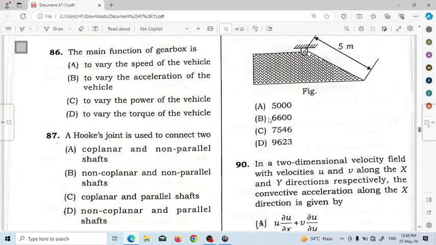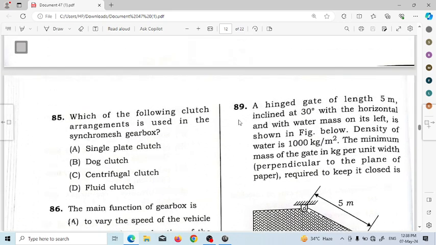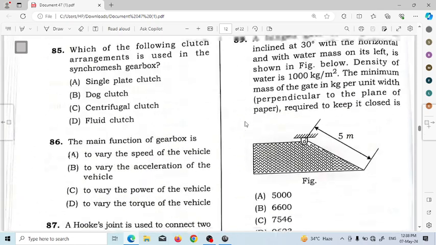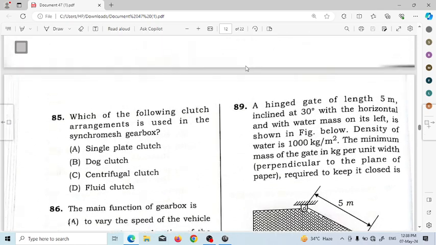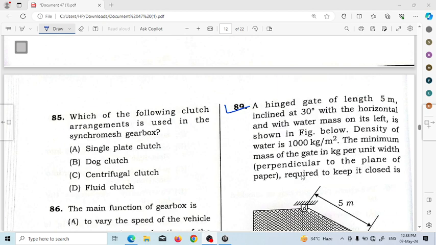So in the previous class, we discussed up to question number 88. Now we discuss question number 89. So question number 89 is given.